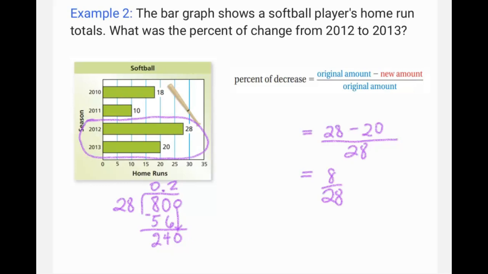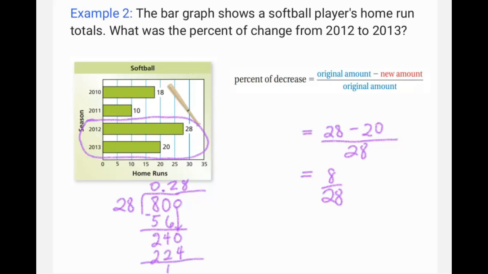So 28 goes into 240 about 8 times. Let's try that out. So 8 times 8 is 64. And then 8 times 2 is 16. Plus the 6 will give us the 22.